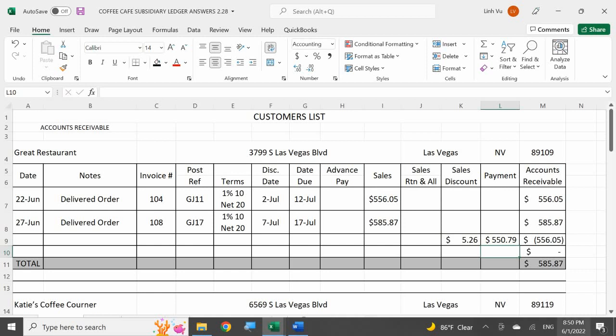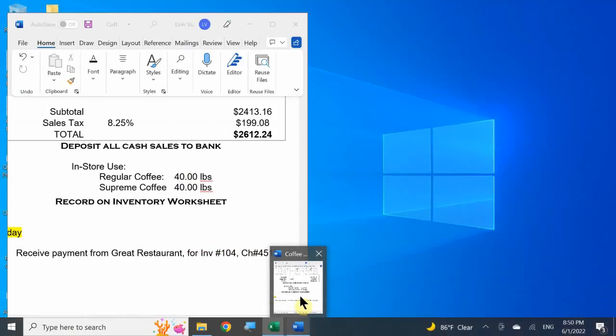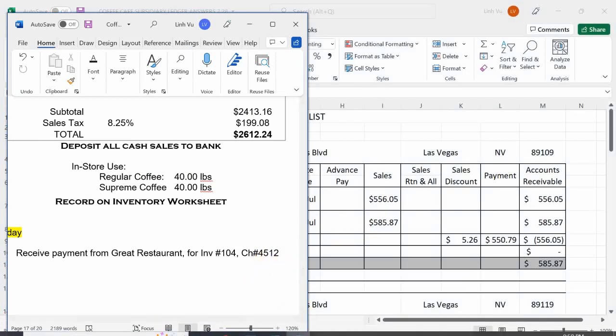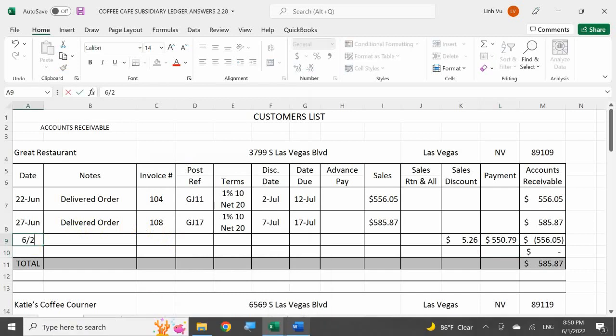So we know, in this case, we can go ahead and just fill out the subsidiary ledger just because we have all the information that we know here, right? We know that we received the check 4512, okay? So in this case, I can say today is the 28th. We received payment, check number 4512. It was for invoice number 104, okay? All right. So I finished with the subsidiary ledger.